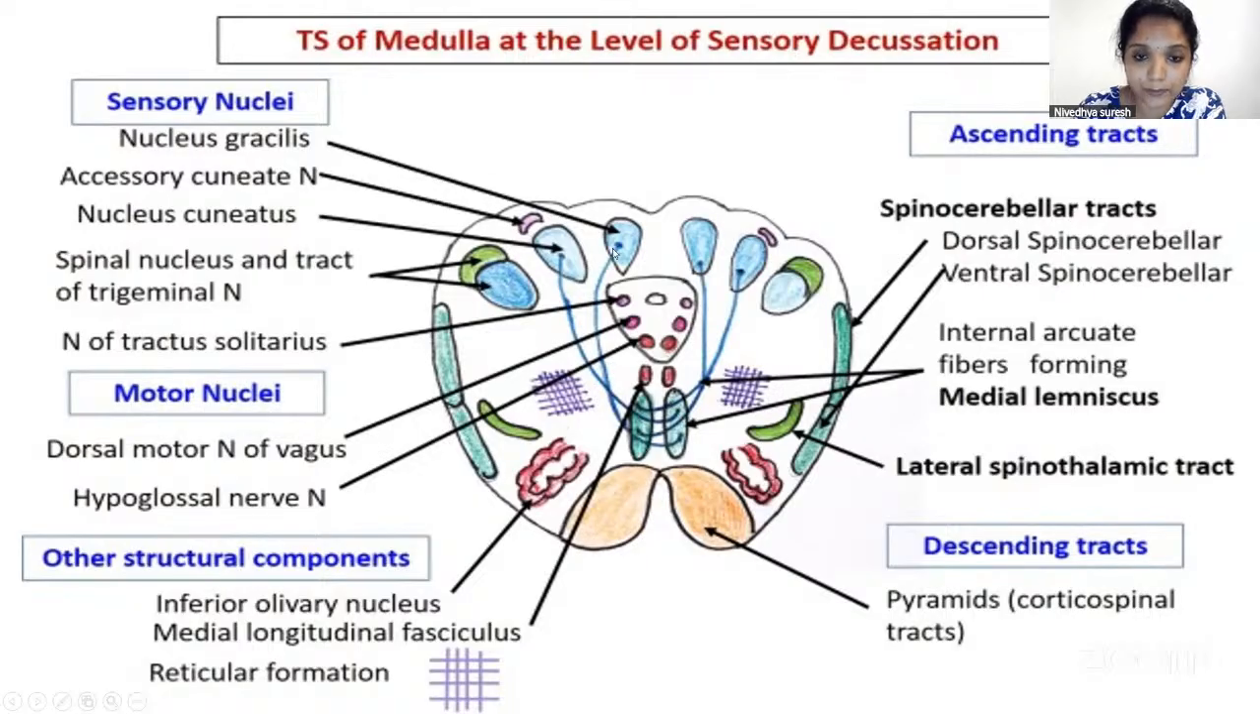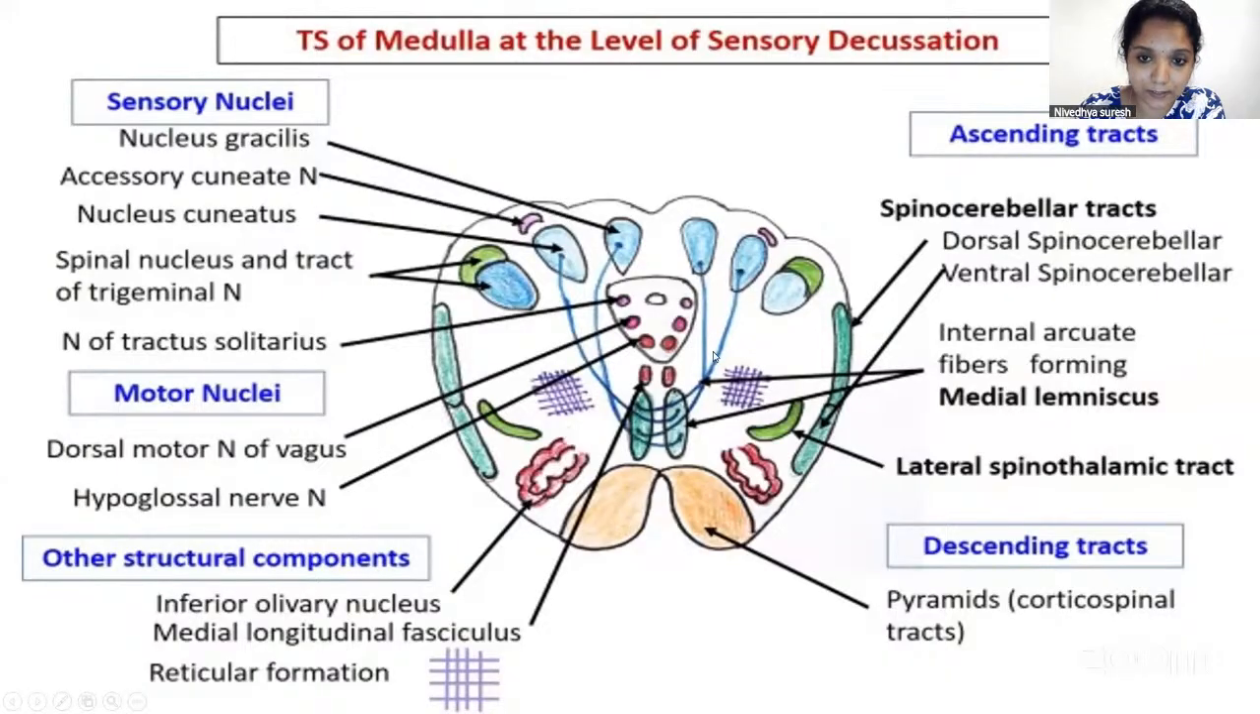The second order fibers emerging from the nucleus cuneatus and nucleus gracilis move a little anteriorly and cross each other behind the pyramid. Here they cross each other and form the medial lemniscus. These second order fibers emerging from this nucleus are called the internal arcuate fibers.